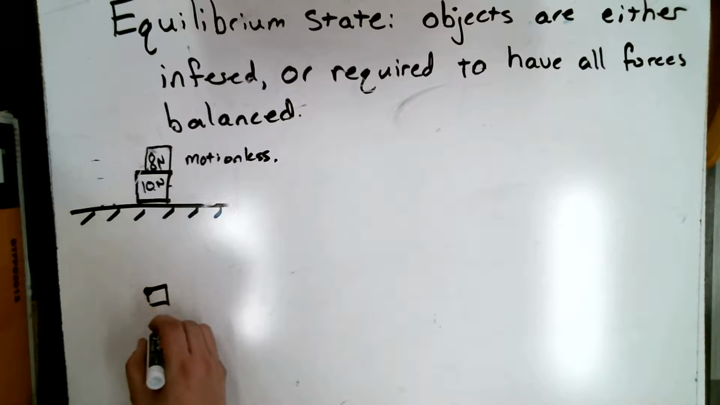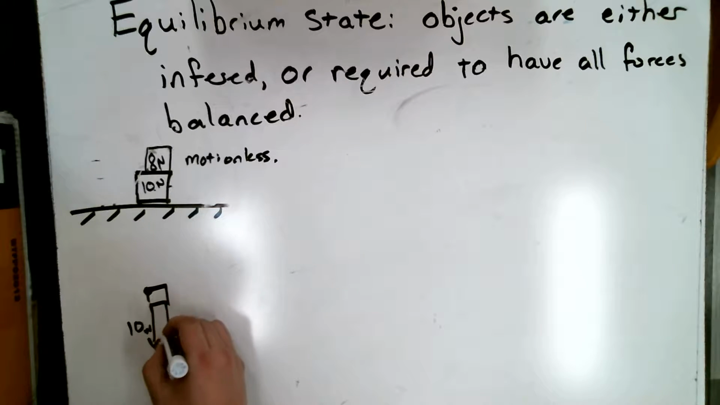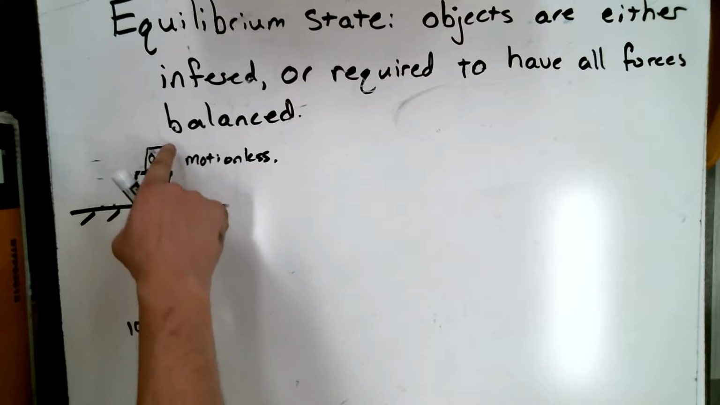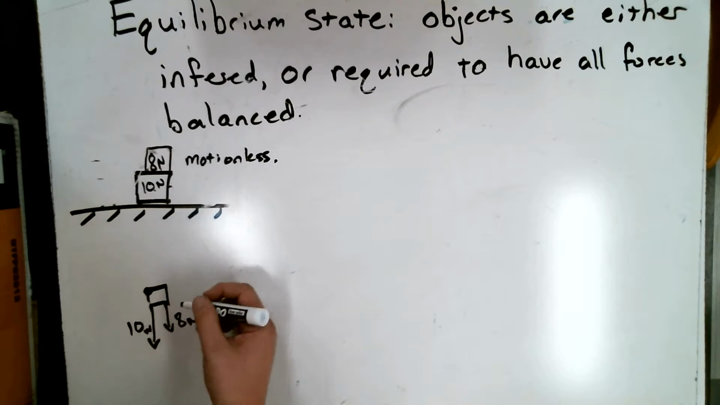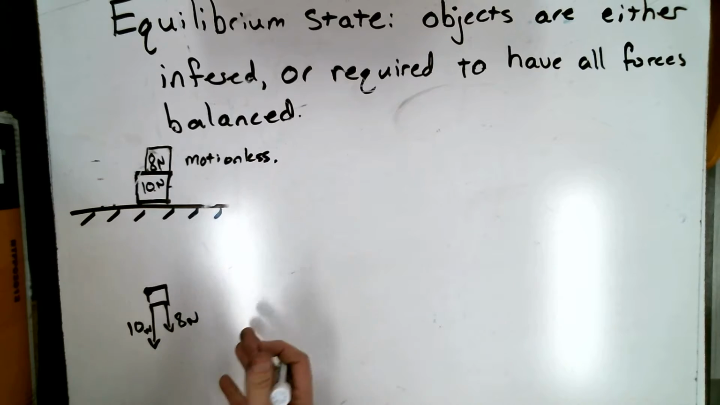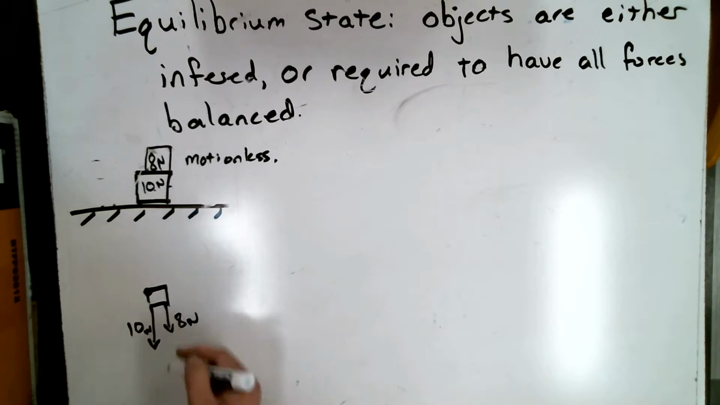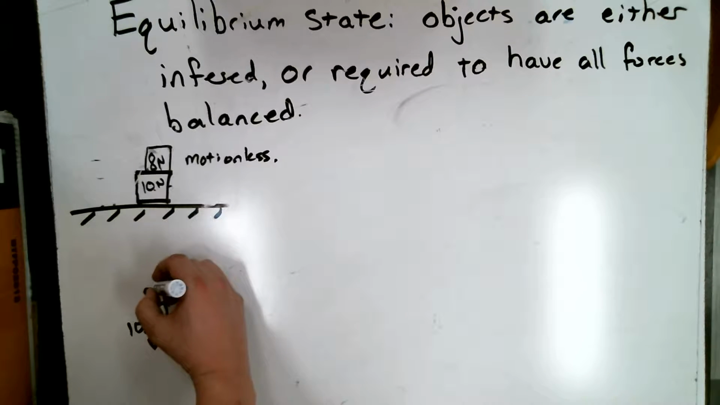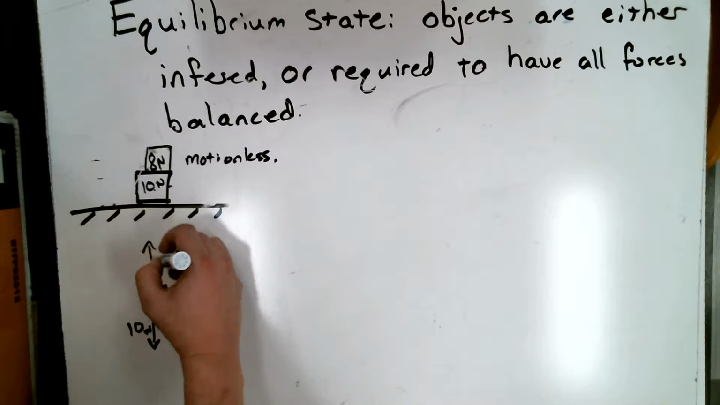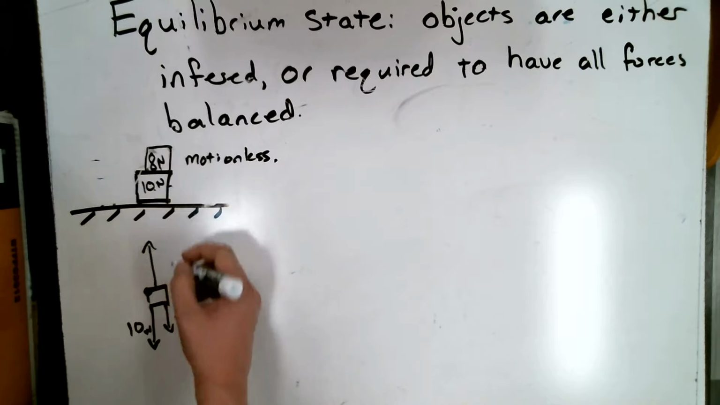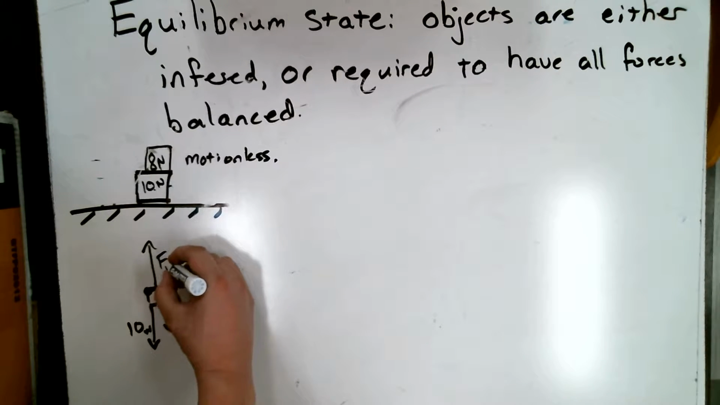So I've got my crate. I have a 10 Newton force down from the weight of the crate. I have an 8 Newton force down from the box on the top. And if I left it at this, the forces can't be balanced. They're both pushing the same way. This will fall, the motion will change. But it is resting on the ground. So unlabeled in the original diagram is the normal force from the ground.